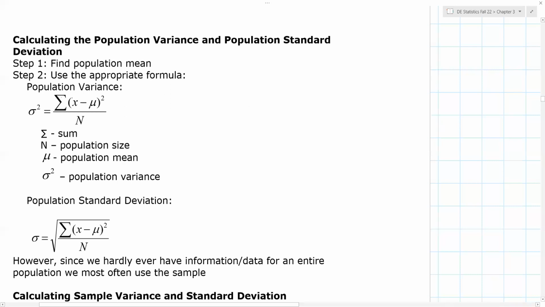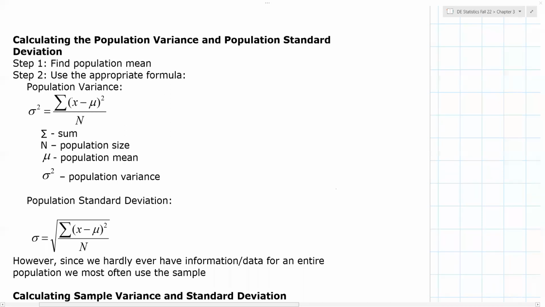And then once we've added them all up, we want to find the average of it. And so to find the average, we divide by the population size. So that's that capital N. Then after that, if we want to go from variance to standard deviation, we then have to take the square root of that answer.